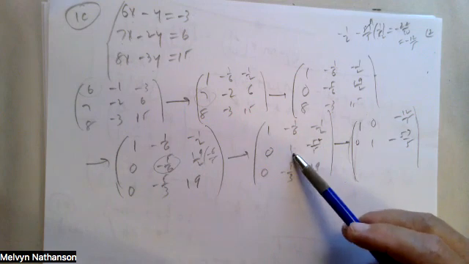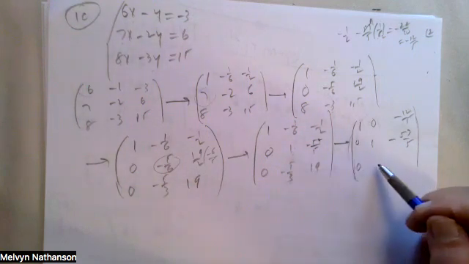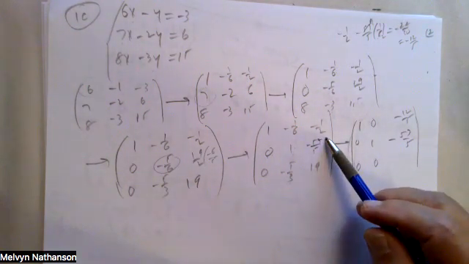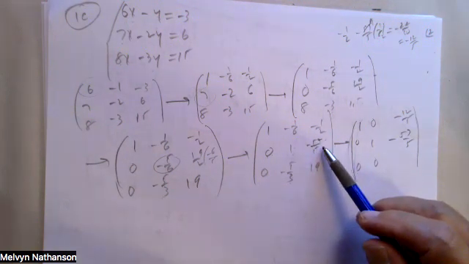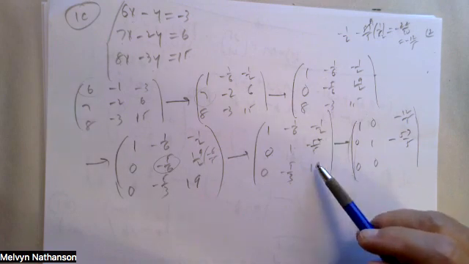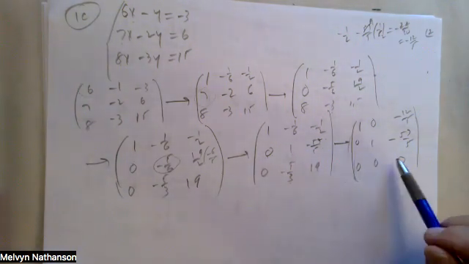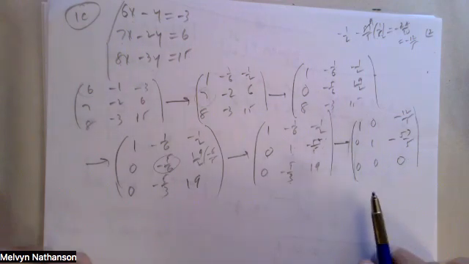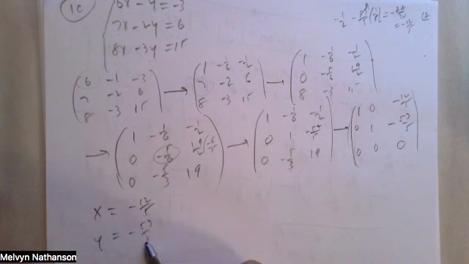To get a 0 here, I multiply this row by 5/3 and add. 0 plus 0 is 0. Minus 5/3 plus 5/3 is 0. If I multiply this by 5/3, the 5's cancel. Minus 57 over 3 is minus 19. Minus 19 plus 19, I get 0. Okay, wow. So this matrix is in reduced row echelon form. And this says that the solution is x equals minus 12 over 5, y equals minus 57 over 5.